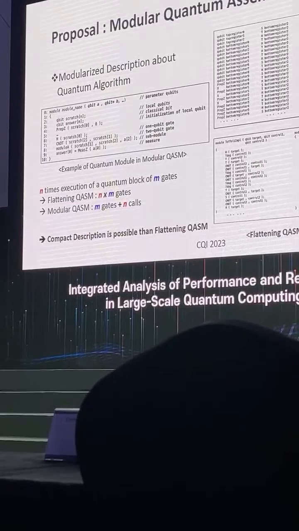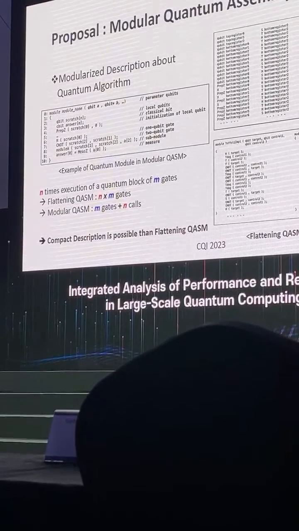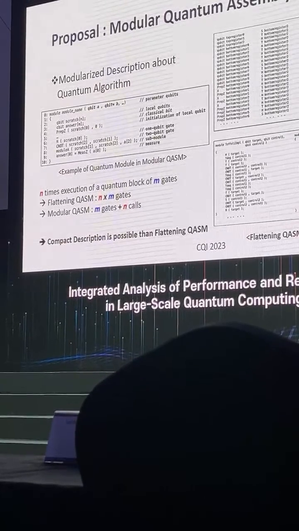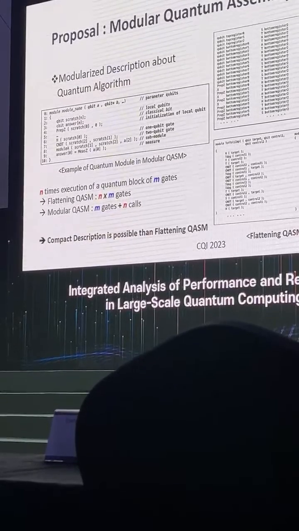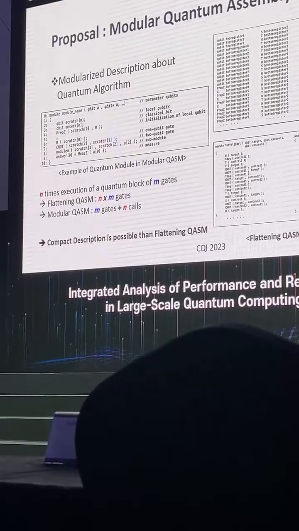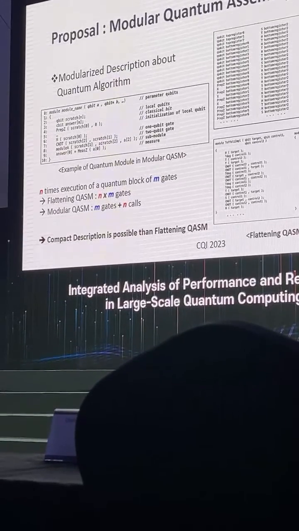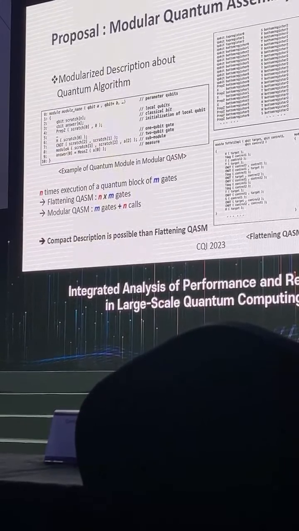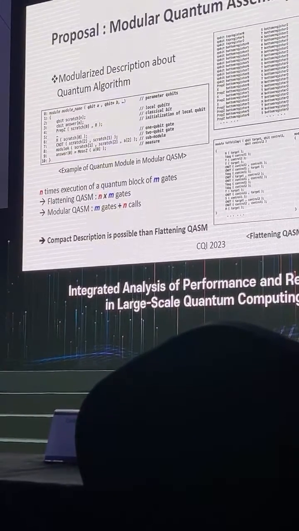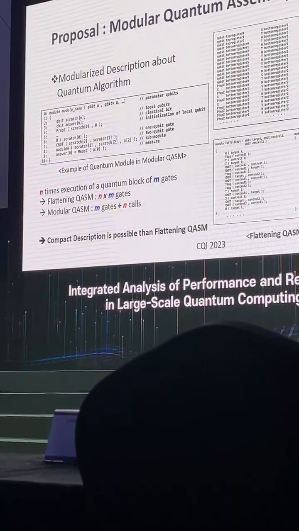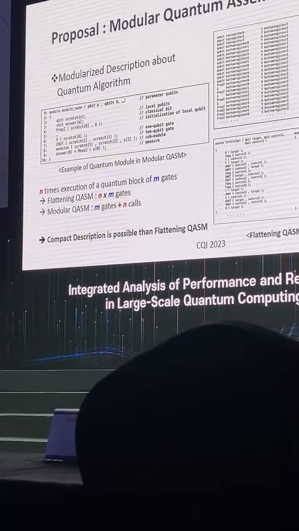Then how much can the modular code reduce the file size? Suppose that a quantum function composed of n gates is called m times. To describe this situation, the conventional code requires n times m gates. But in modular code, n plus m instructions are enough. Therefore, it is possible to reduce the size very dramatically.